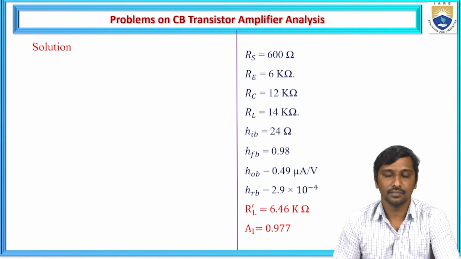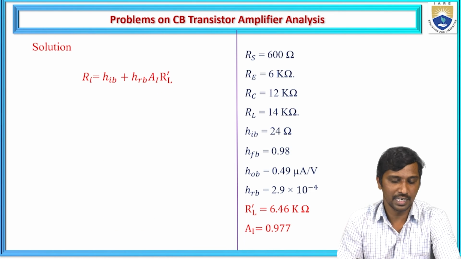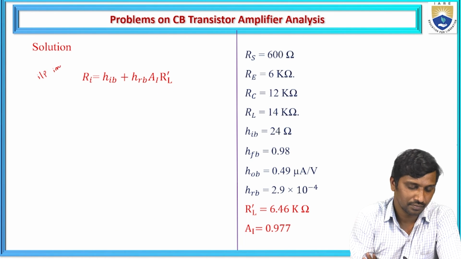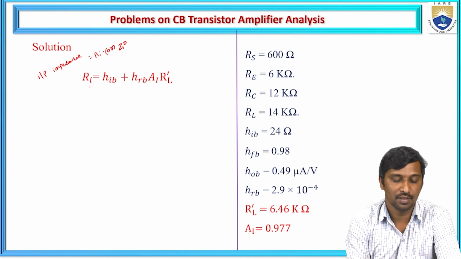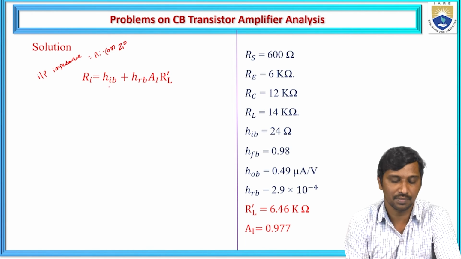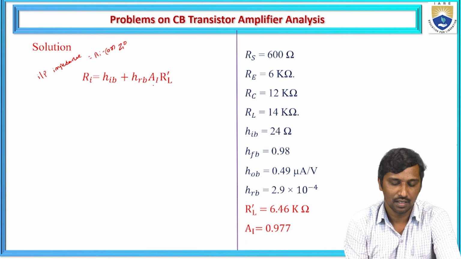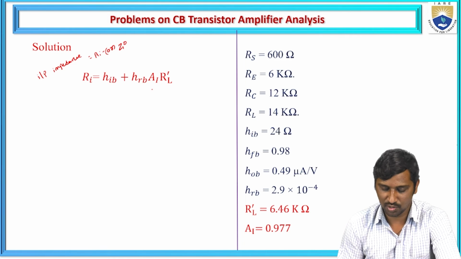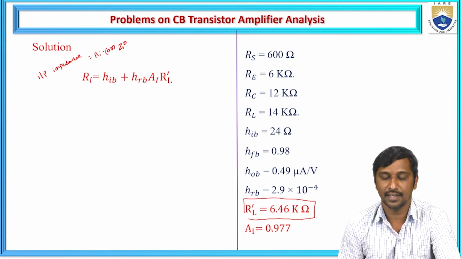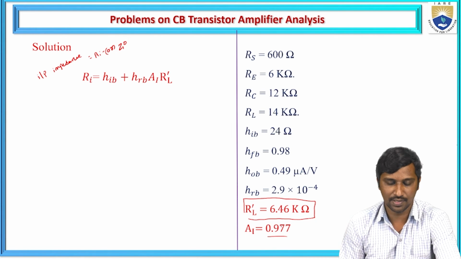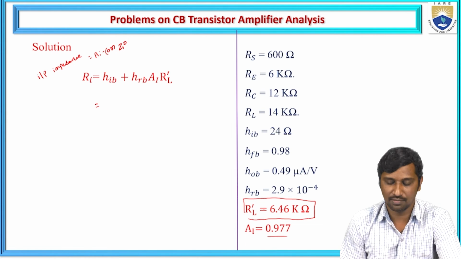Similarly, we need to calculate the input impedance, that is Ri or Zi. From the H parameter analysis, Ri or Zi is represented as HIB plus HRB times Ai into RL dash. In the previous case, we obtained the current gain as well as the equivalent parallel resistance. RL dash is 6.46 kilo ohms and the current gain we obtained is 0.977. So now I'm going to substitute these values.